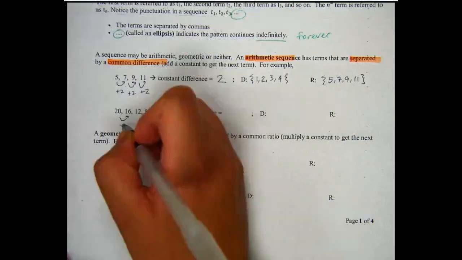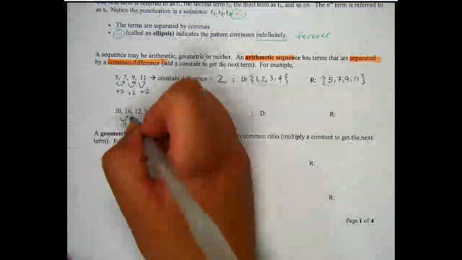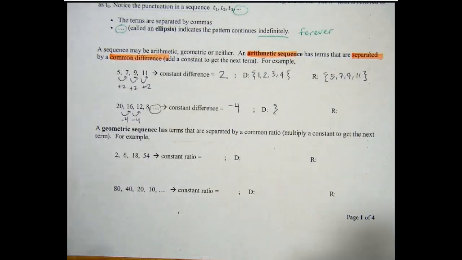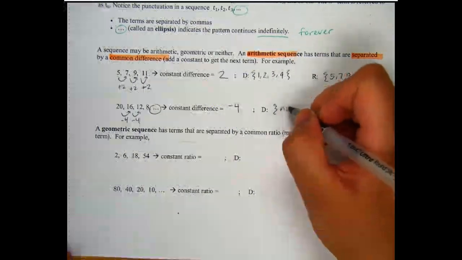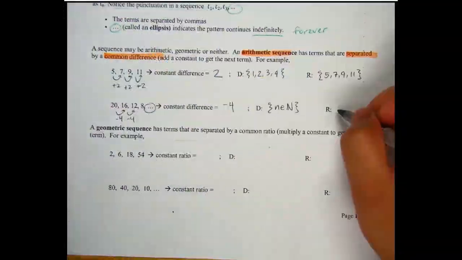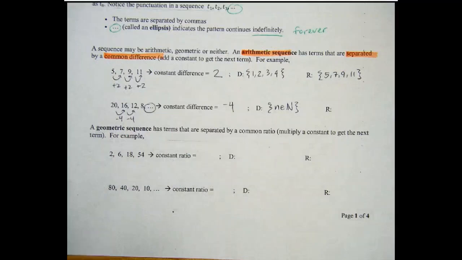In 20, 16, 12, 8, you would subtract 4 to get the next number. Okay, so that's the constant difference. The domain for this sequence, because you see the little ellipsis there, that means that we will have a domain as the set of all natural numbers. And the range, well, we're going to come back to this later after we figure out the formula.